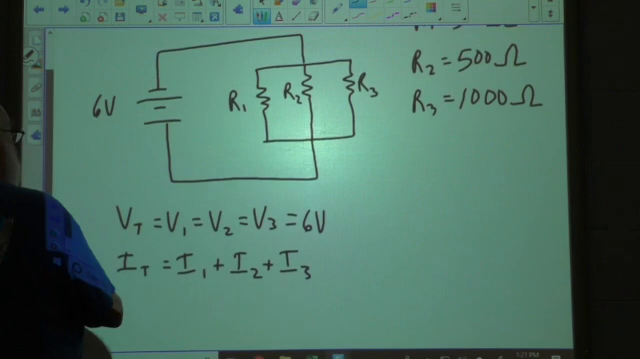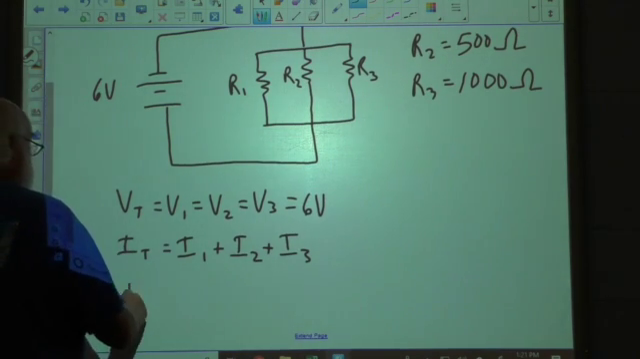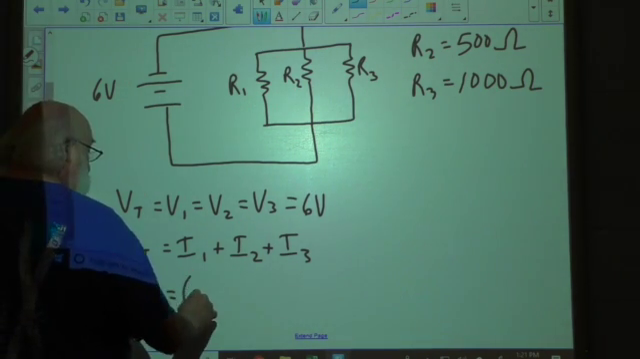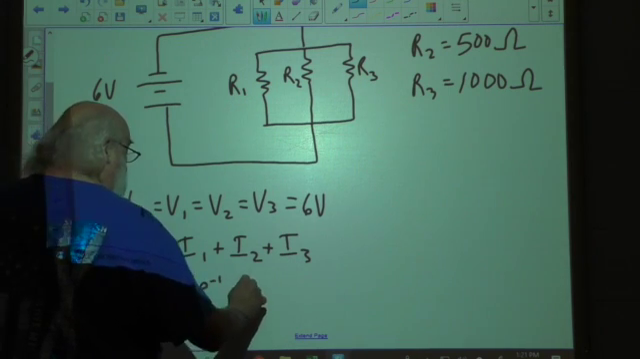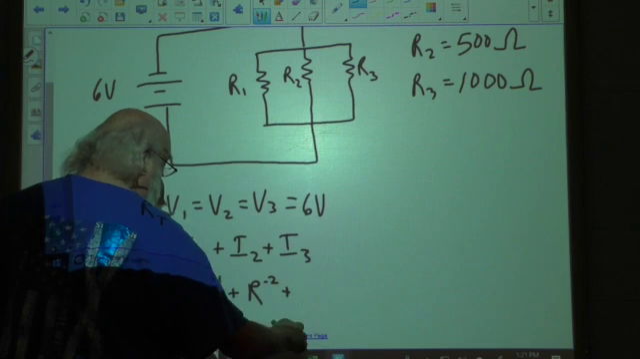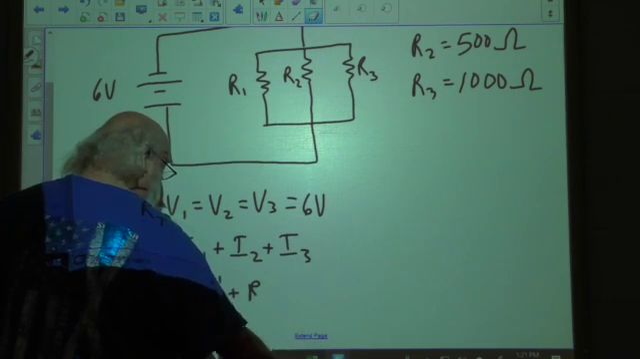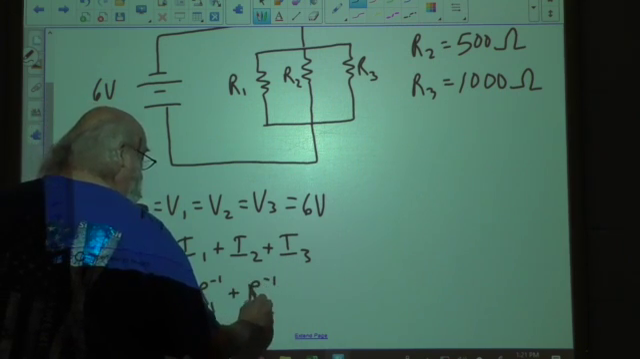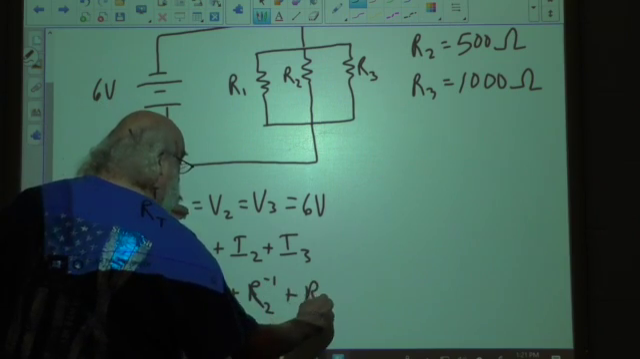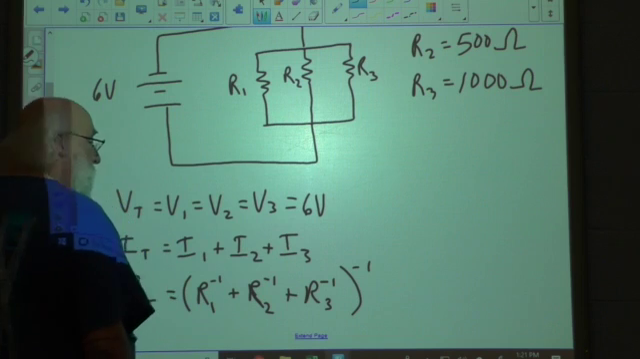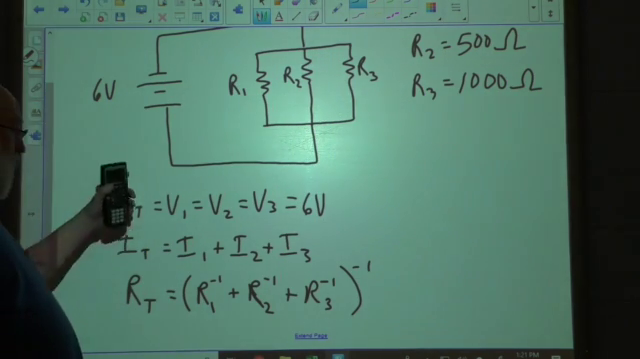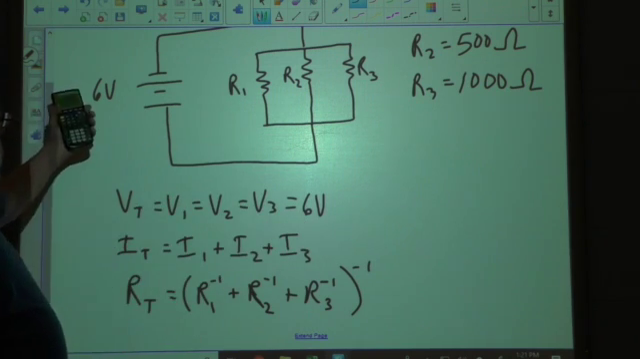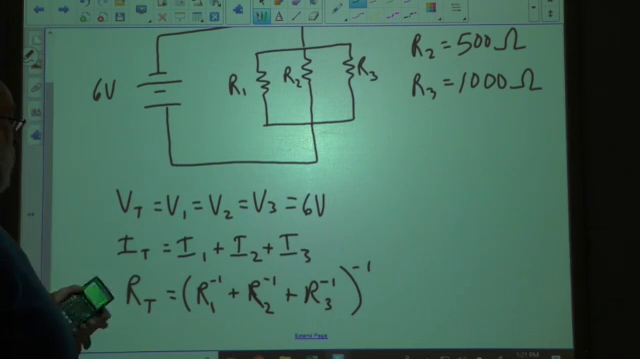And we also know that the resistance has this weird formula where we have to take the reciprocals of each resistor. R1 to the -1 plus R2 to the -1 plus R3 to the -1, all added together and taken to the -1 power. So these are my equations here. We know this, there's no work done in that because we were told that's 6 volts. But we do have to calculate these next.